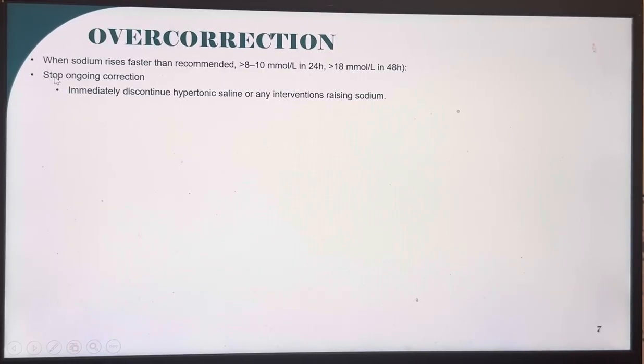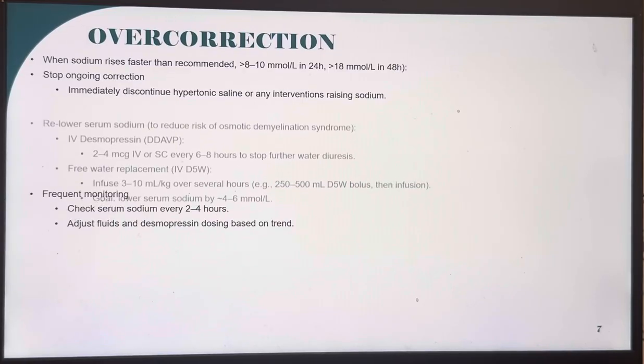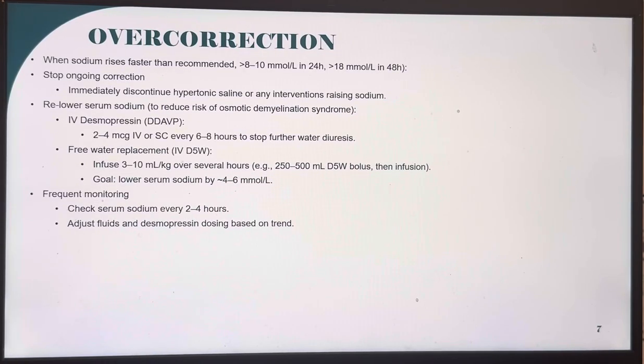So the first step is you stop the ongoing correction. If you're giving hypertonic saline, stop it. If you're giving any other interventions raising sodium, you just stop those things. The second thing is you re-lower serum sodium. To re-lower serum sodium, you either give IV desmopressin or you do free water replacement with 5% dextrose water IV. Okay, you do those things.